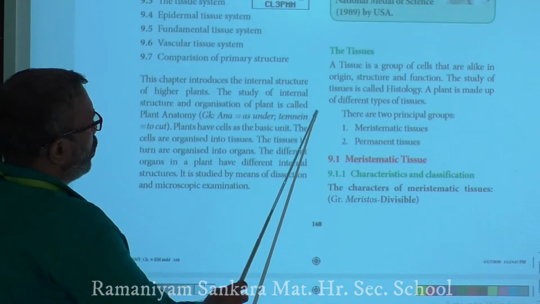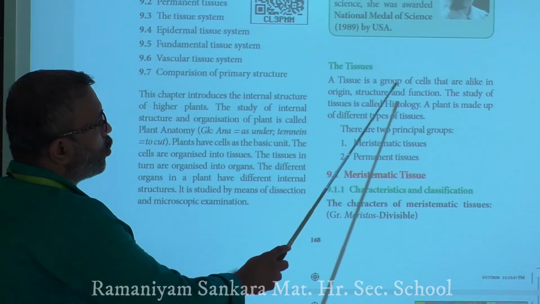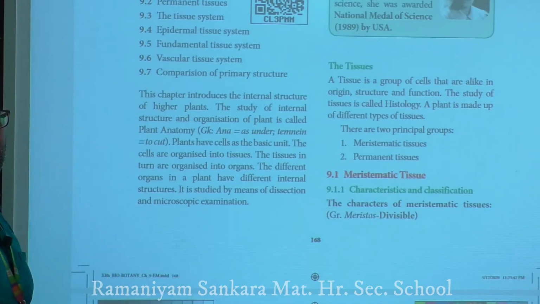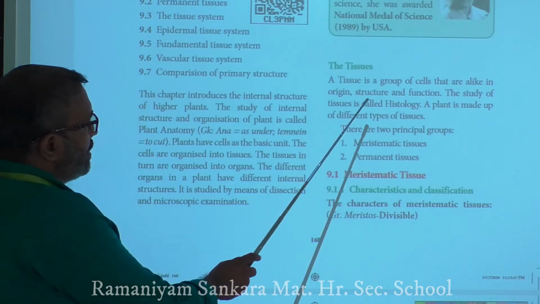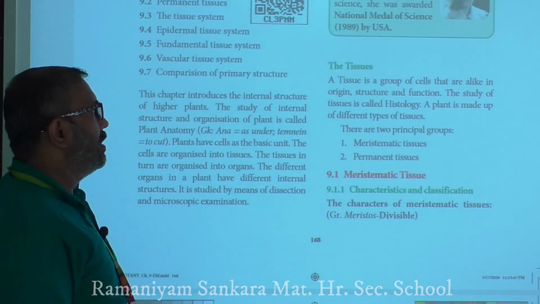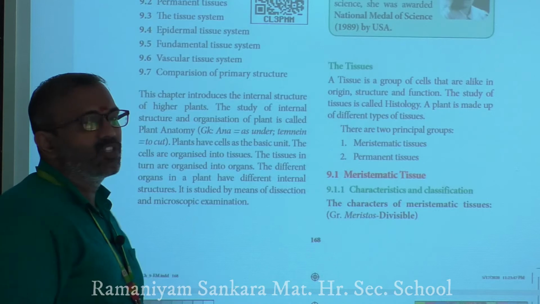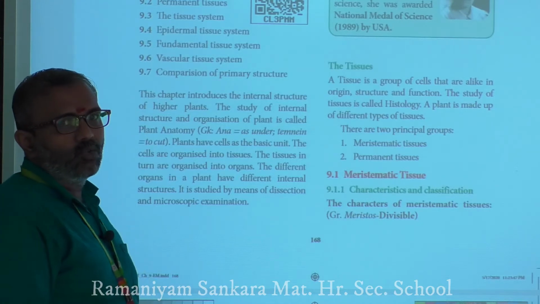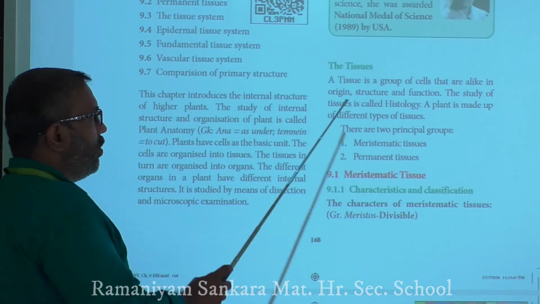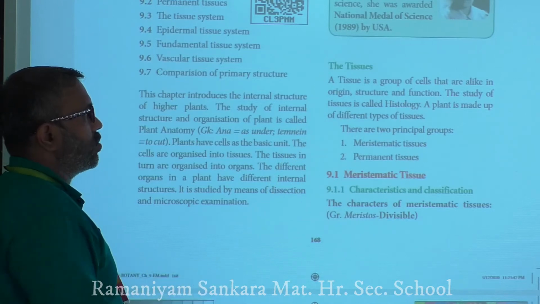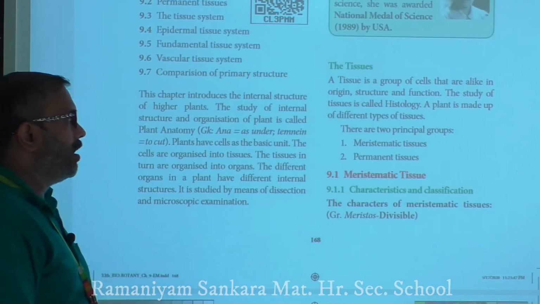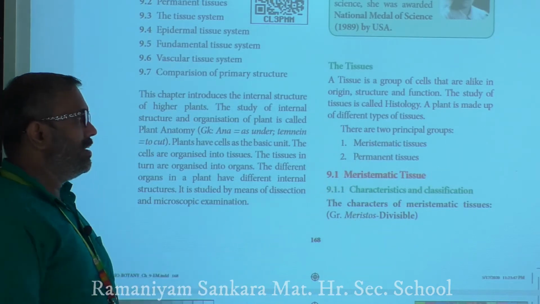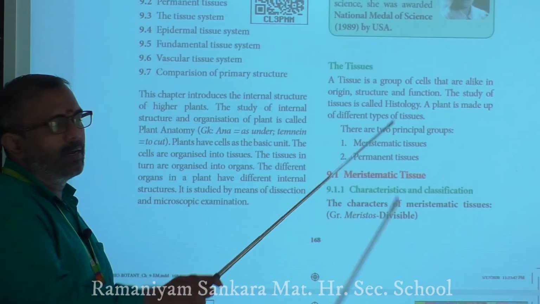What is a tissue? A tissue is a group of cells that are alike in origin, structure and function. The study of tissues is called histology. They will ask this question. A plant is made up of different types of tissues, in two principal groups: meristematic tissues and permanent tissues.